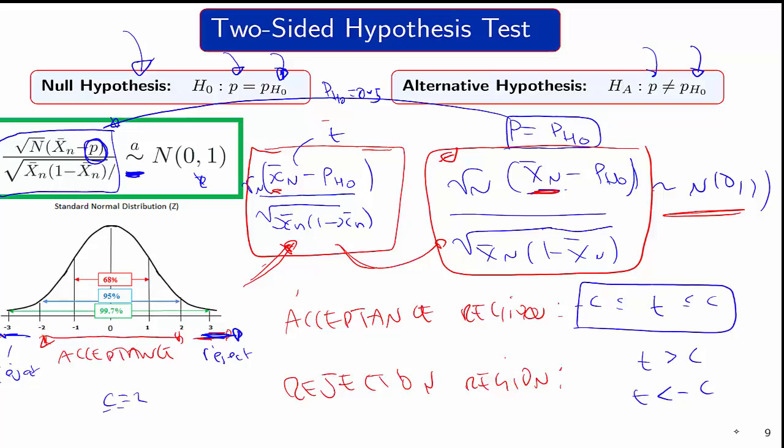So the idea of the test is we choose some cut-off point. We choose how sure we want to be that the null is true. For example, we may do a 1% test, so that would be 99%. If we accept the null, we're 99% sure that the true unknown probability took on our hypothesized value.